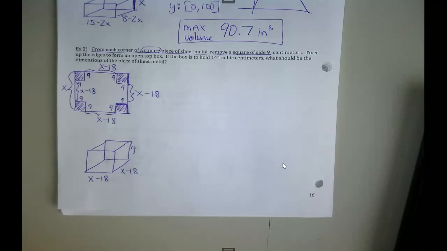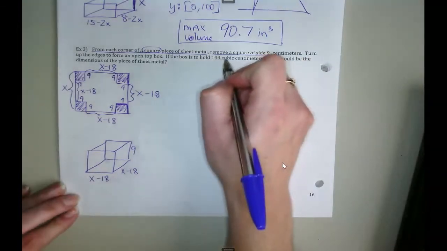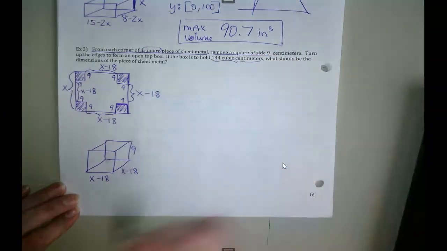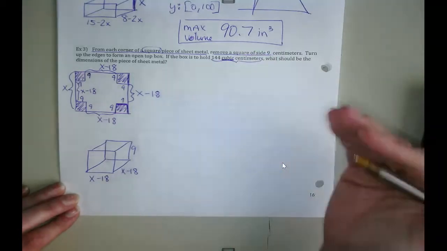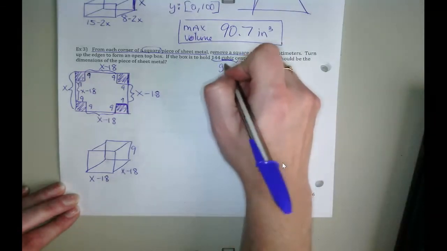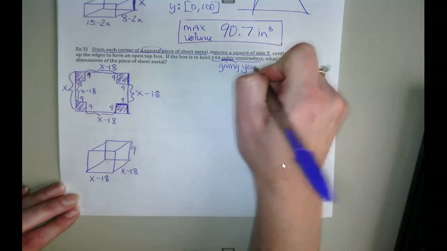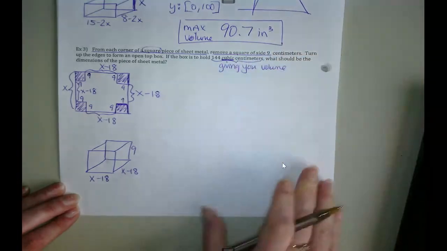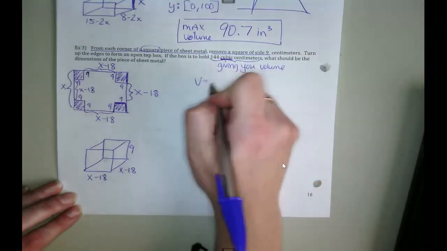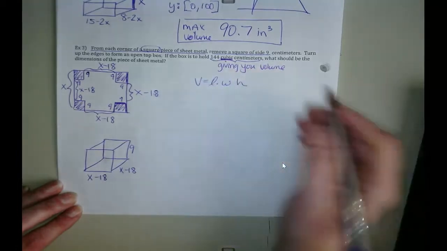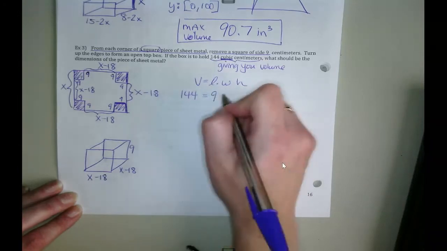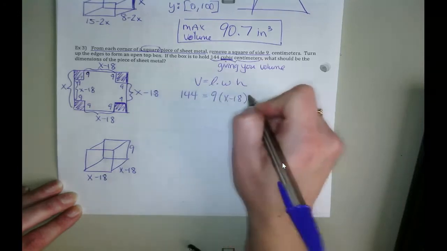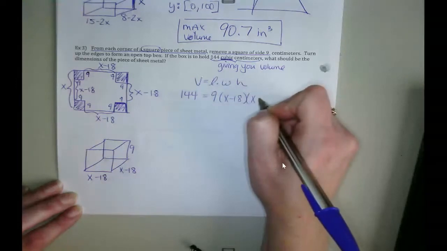And what's different about this one is before we were trying to solve for the volume, it actually tells me 144 cubic centimeters. Use your knowledge from geometry last year. Cubic is a volume measurement, so this is giving you the volume. So if I want to write a formula, volume equals length times width times height, the volume is 144, the height is 9, the width is X minus 18, and the length is X minus 18.